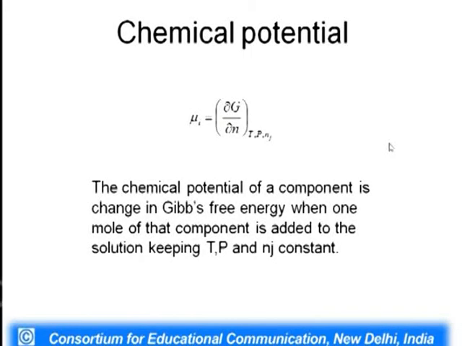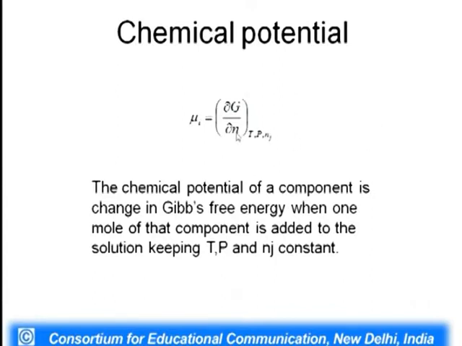So, what is the chemical potential? It is simply del G by del N at constant temperature, pressure and Nj. This is the most commonly used form, because you know that most reactions, or physical processes and phase changes, take place at constant temperature and pressure. So, the most important definition of chemical potential is this, which is the partial molar Gibbs free energy at constant temperature, pressure and composition.